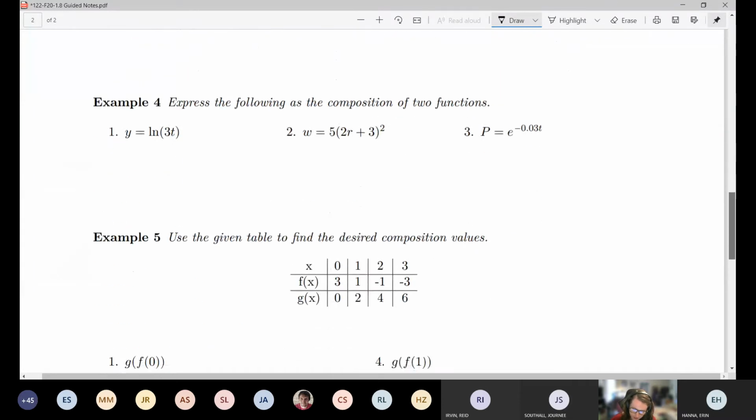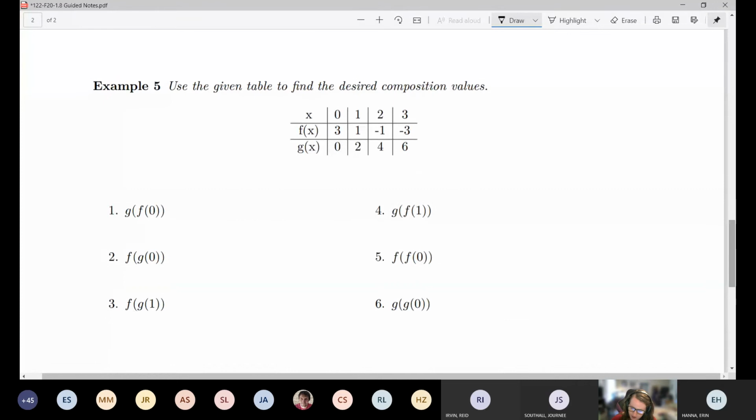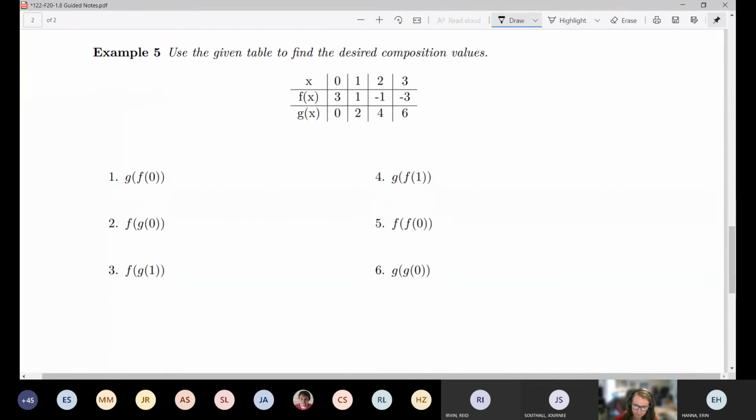I'm going to skip example 4 just in case we run out of time, because example 5 is more important. We can come back to example 4 later. So now we have a table, and we still have these compositions going on, but now we're going to end up with just plain old numbers instead of a function.